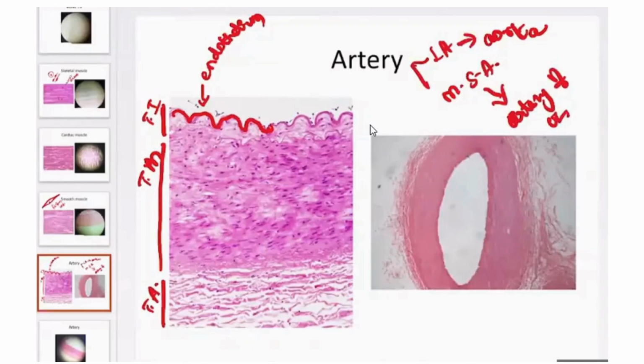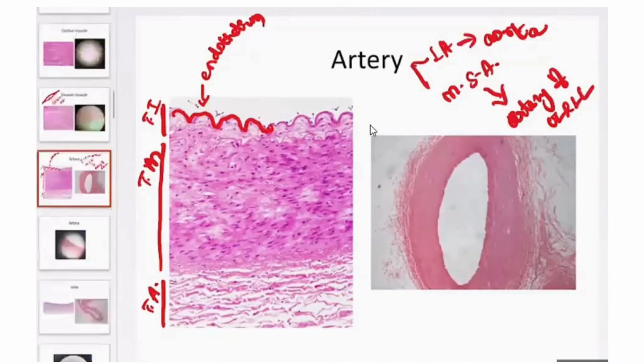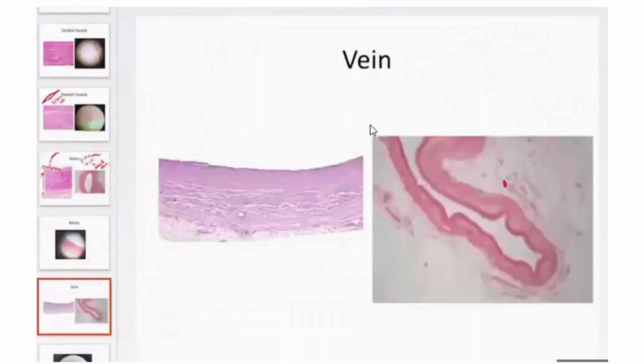If the media is thick, that represents the artery. If the adventitia layer is large, it is called a vein. If the second layer, the media, is thick, it is called an artery.